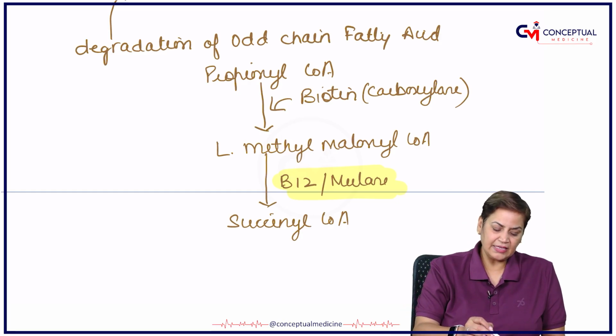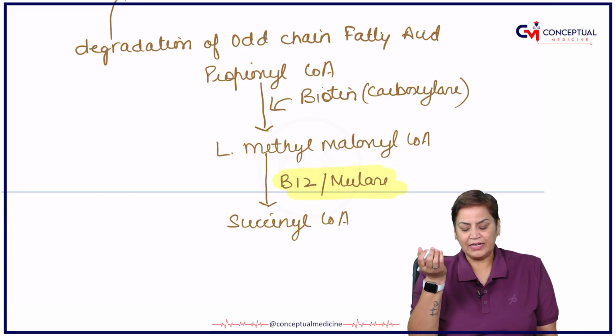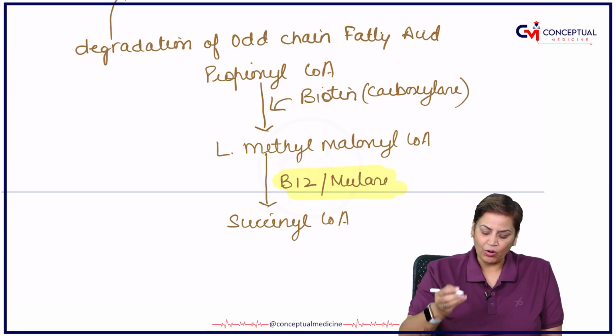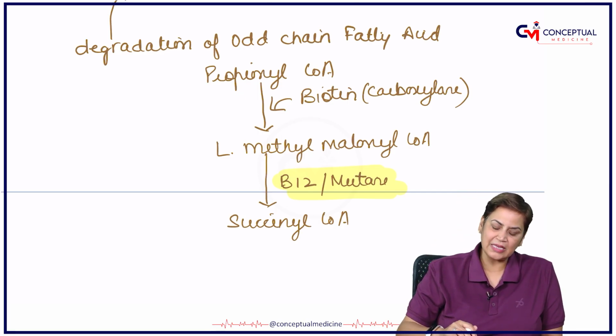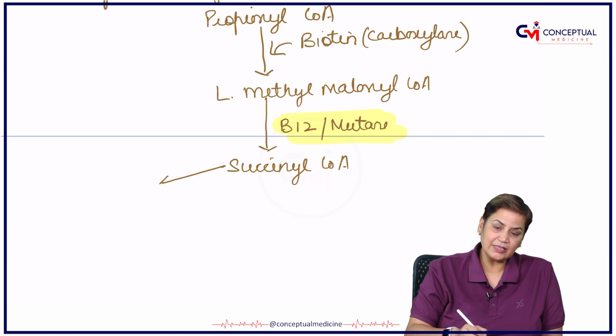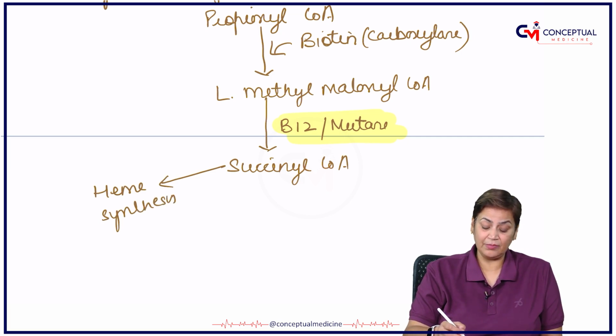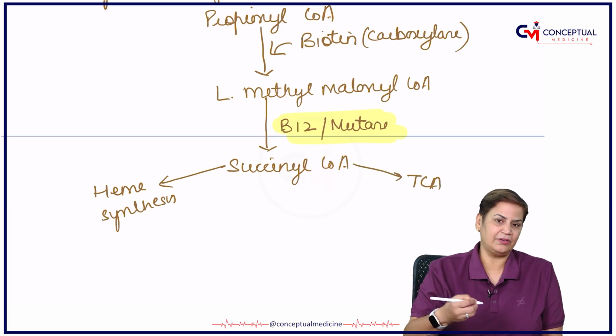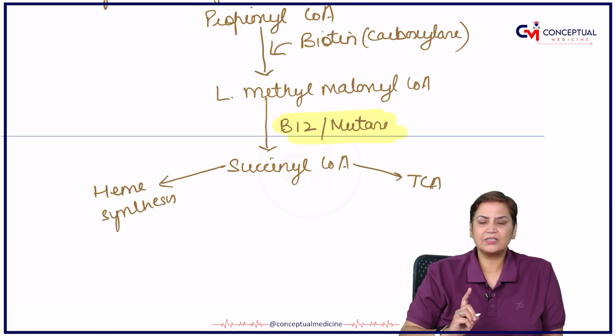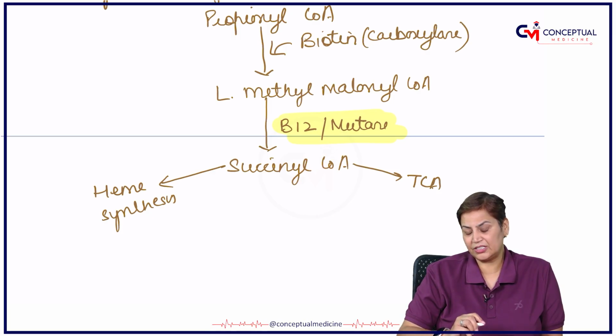Right? So I can say that vitamin B12 is required for the synthesis of succinyl coenzyme A, and this succinyl coenzyme A can enter into the synthesis of heme. And we know it is also an intermediate of the TCA cycle, or it can be converted into glucose. So this is the first very, very important reaction.